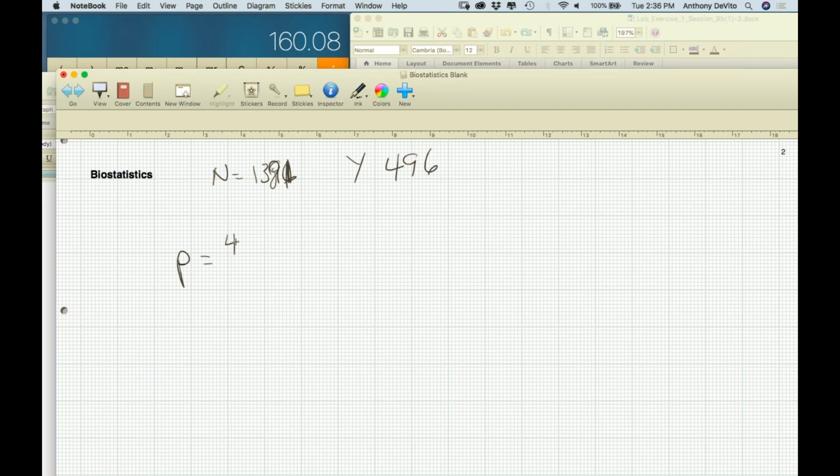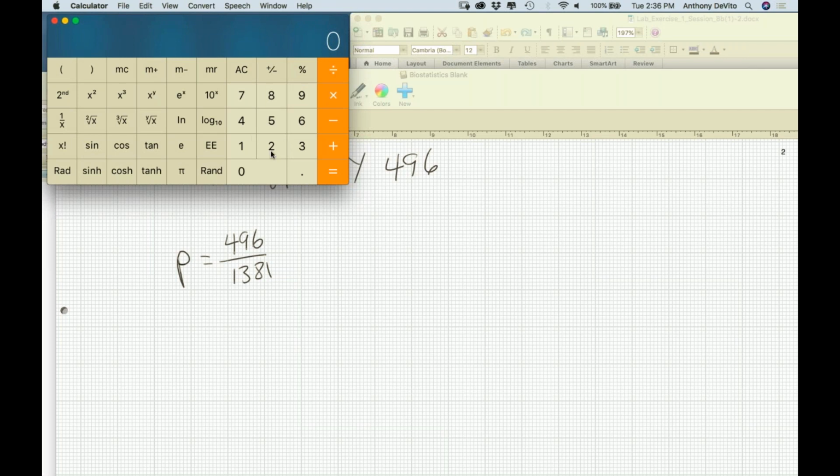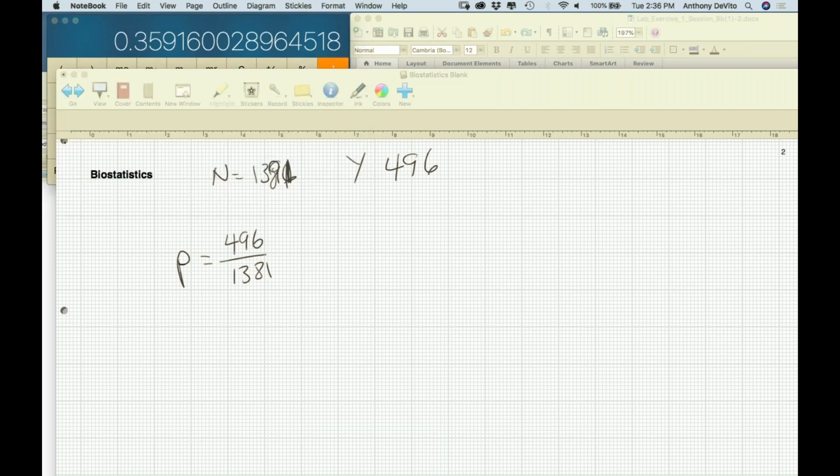Well, 496 out of 1,381 people that you sampled. Well, what proportion is that? Okay, let's calculate that. 496 divided by 1,381. And that proportion is 0.359, almost 36%. Okay, a little less than 36% favored wider representation.